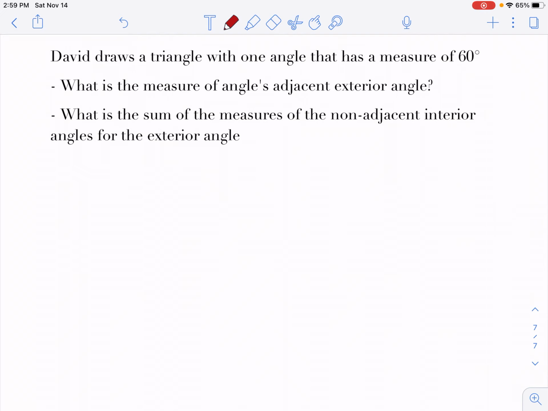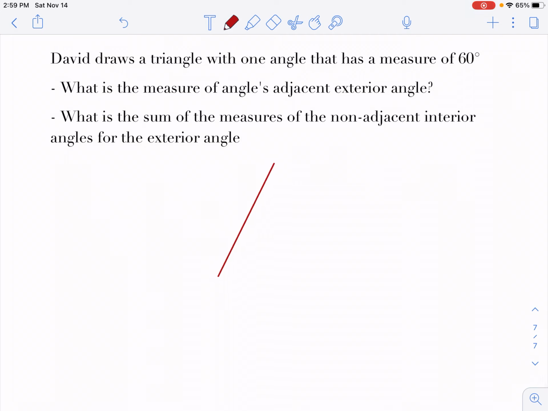In this example, we are not given a picture, but sometimes it is very helpful to create a picture to visualize what type of triangle we are creating. It states that David draws a triangle with one angle that has a measurement of 60 degrees. So that can be any angle in our triangle. I will place it here. It asks what is the measure of the angle's adjacent exterior angle.